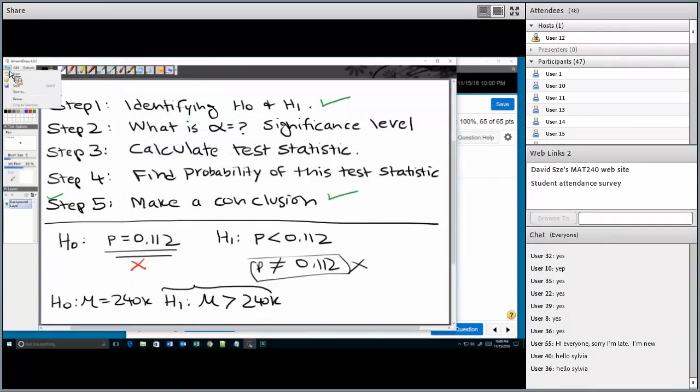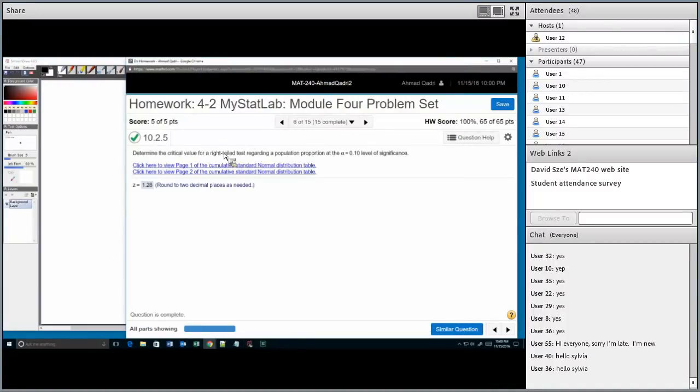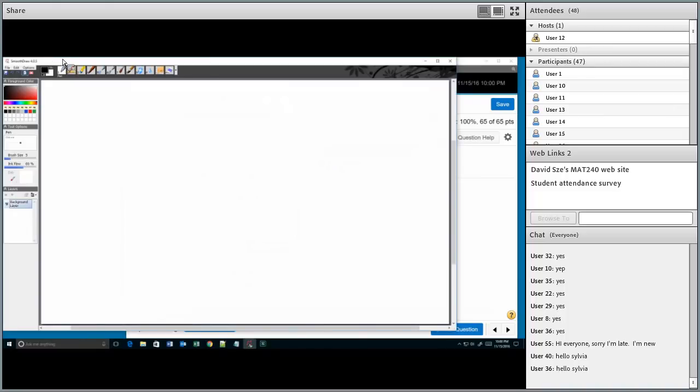Now problem 6 is funny, but this problem should not even be in this module, and the reason is you've already done this before. Determine the critical value for a right tail test regarding a population proportion where alpha is 0.1. Remember my step 2, I said I have to identify my alpha. Well, the problem will always give you alpha. Here's the alpha, 0.10. Let me tell you what that means. It said 0.10, okay? This is the level of significance.